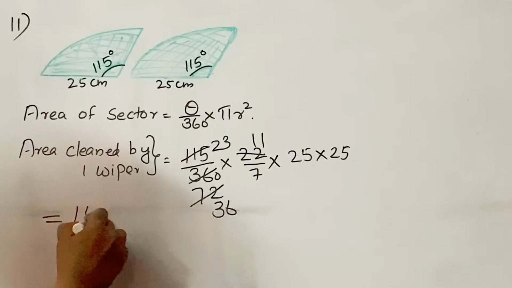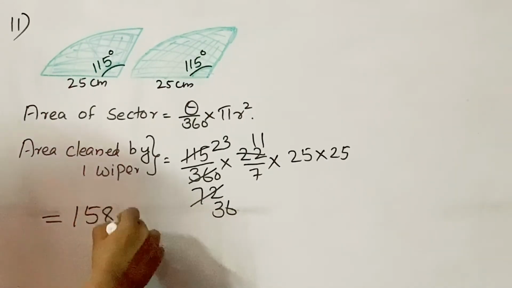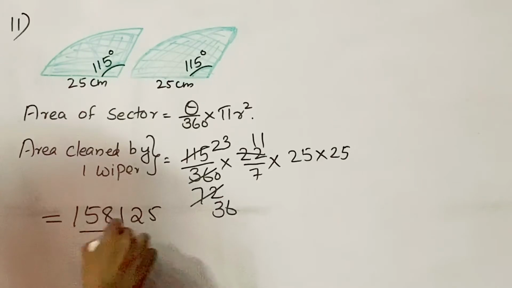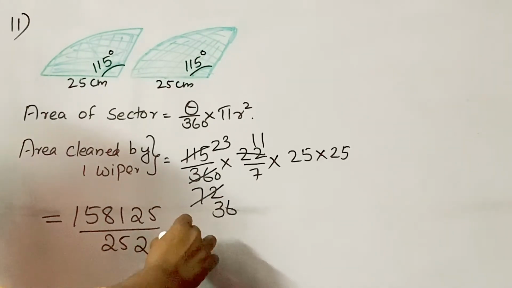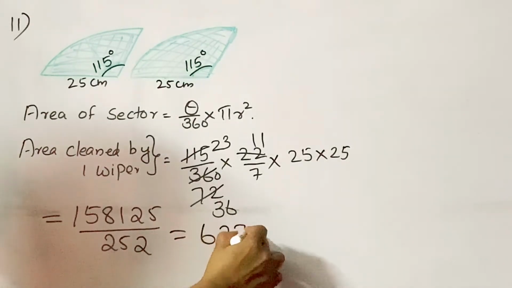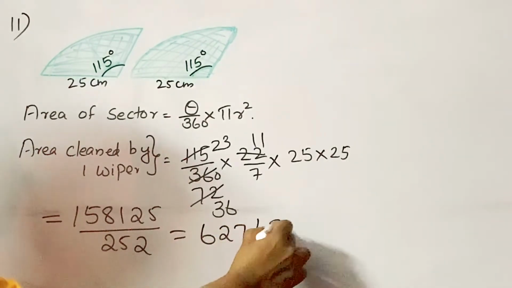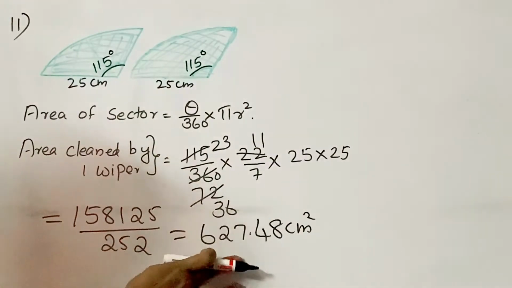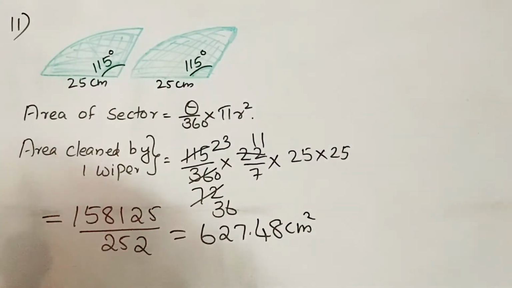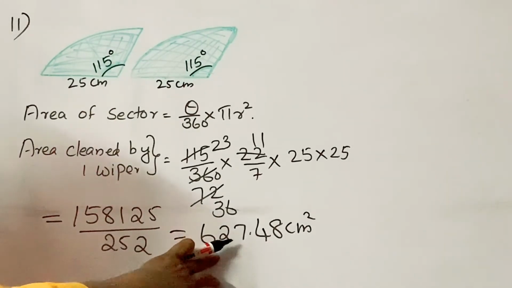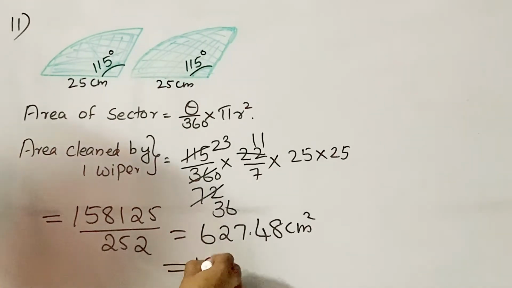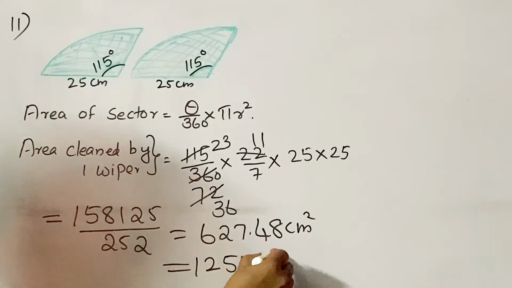That is 158,125 divided by 252, that is 627.48 centimeter squares. This is the area swept by one wiper. Then the area swept by two wipers is equal to this into 2, that is 1254.96 centimeter square.